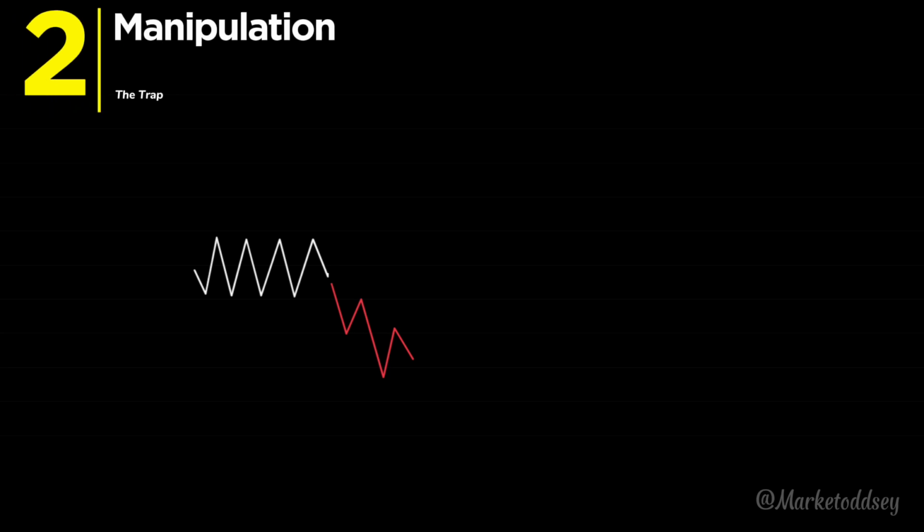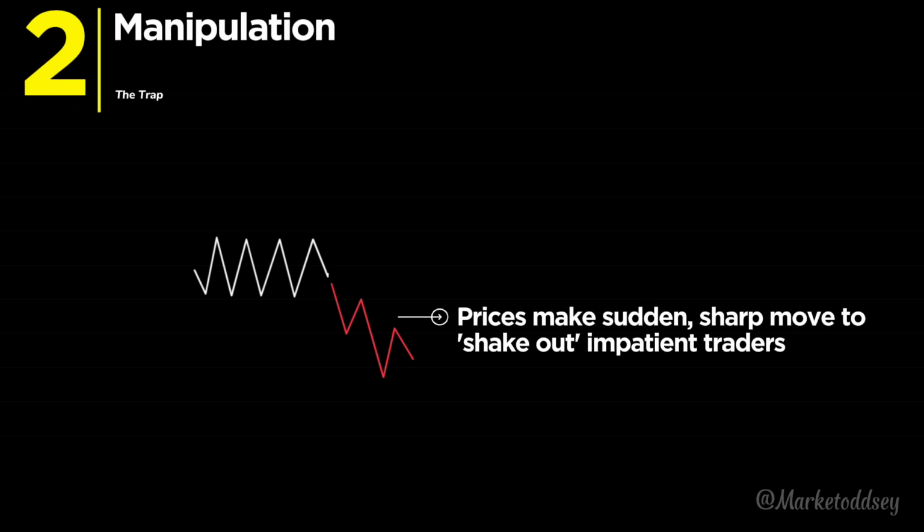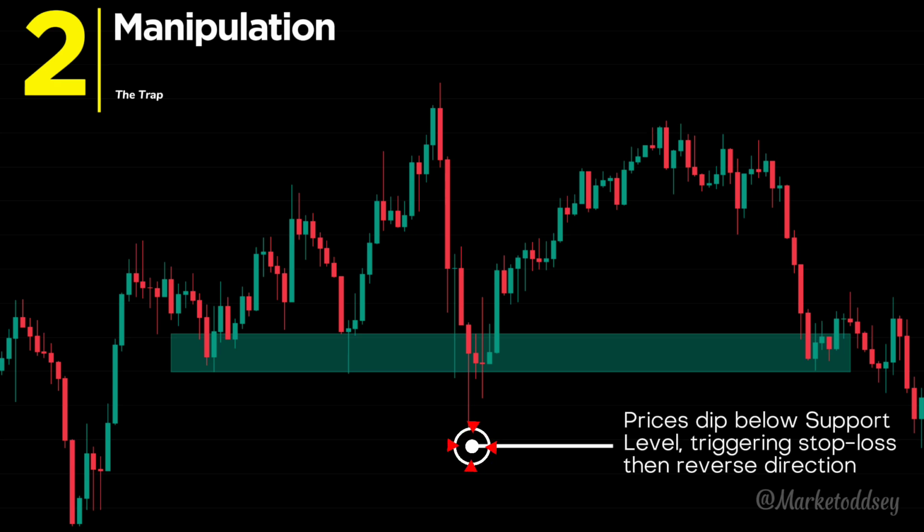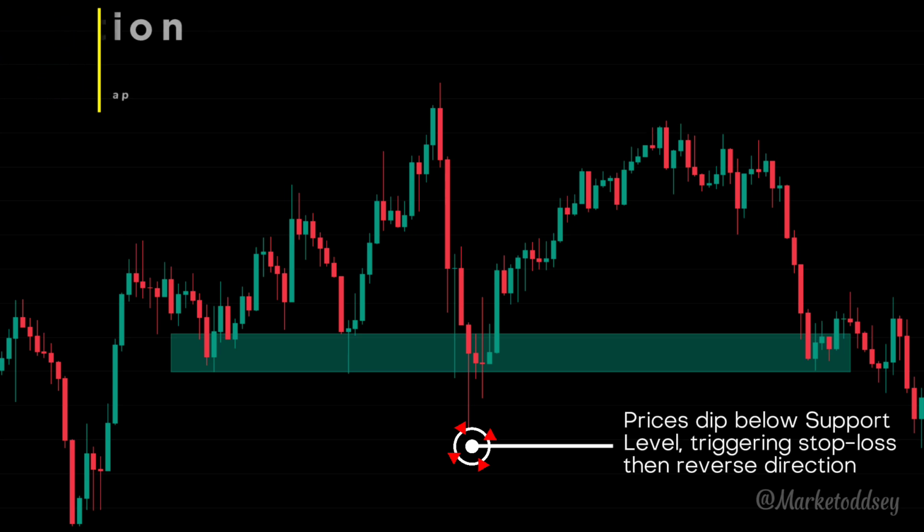2. Manipulation, the trap. Here, prices make sudden, sharp moves to shake out impatient traders. A classic example: prices briefly dip below a support level, triggering stop-loss orders, then reverse direction. CRT traders watch for these traps to enter trades.